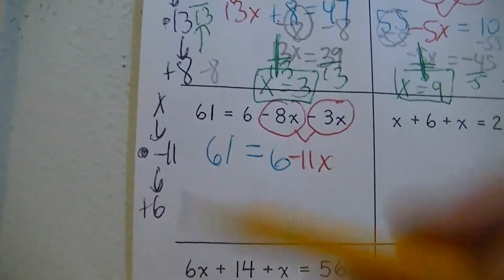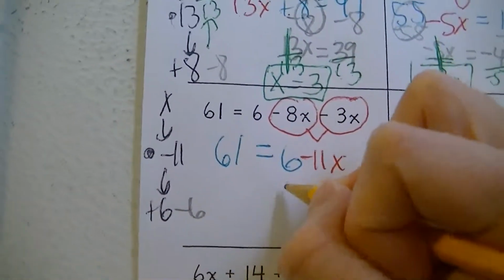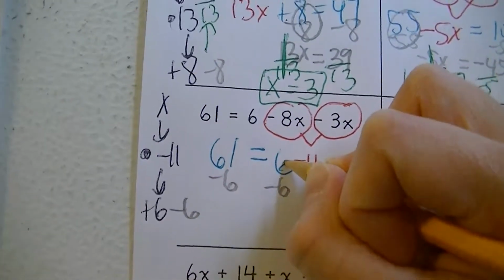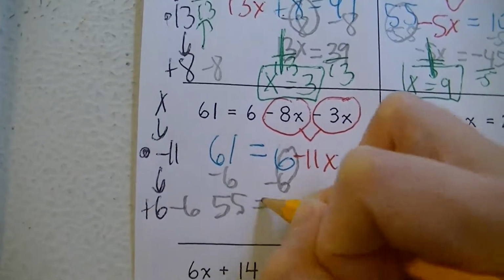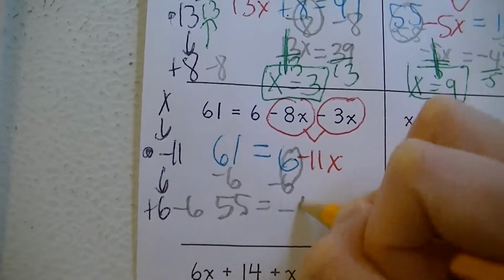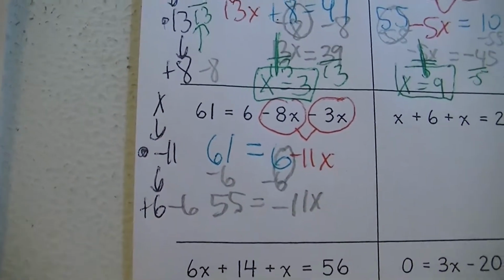Inverse operation of adding 6 is to subtract 6, so you will do that to both sides of that equal sign. 6 take away 6 is 0. 61 take away 6 is 55. Bring down your equal sign and your negative 11 times x. Now go ahead and go back up.